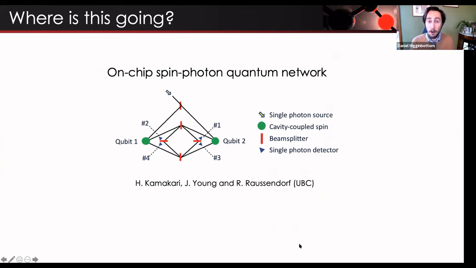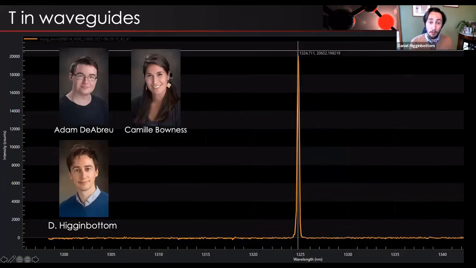If you can do that, then you can build an on-chip spin photon network, which is capable of doing some quantum computational operations. For example, here I'm showing a schematic of an optical quantum circuit for photonically coupled spins, which is a stabilizer circuit. So this is an error correcting circuit where you continuously measure the emission from these centers and preserve the qubit states. In order to do that, we need T centers and waveguides.